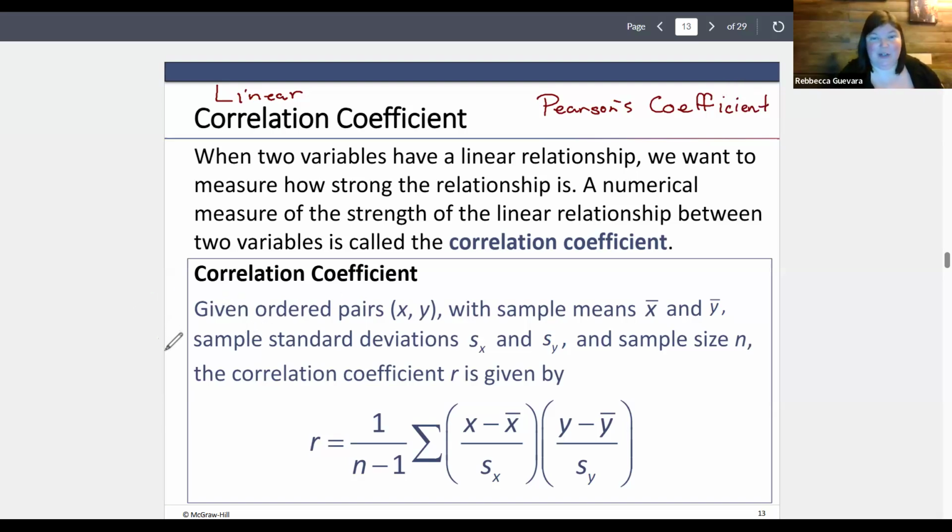So I'm going to give you this formula here. We're not going to use it that much. If you want to know how we do this by hand, it's based on a lot of standard deviations. Remember, we have an ordered pair X and Y. We have a variable X, and that variable will have a mean and a standard deviation. We have a variable Y, and its data set is going to have its own mean and its own standard deviation. They're both going to, however, have the same sample size.